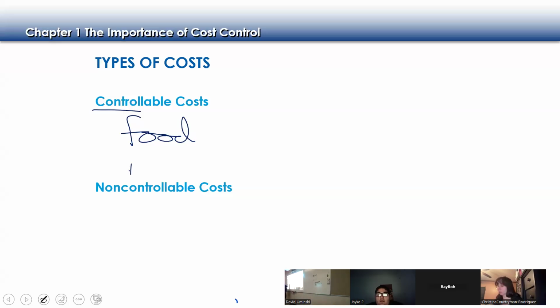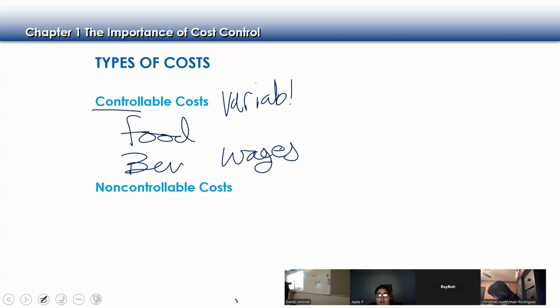So food, beverages, and wages. Also, think about this, these are your variable costs. So your controllable costs are those variables. We're going to talk about ordering inventory, and about purchasing in a future chapter. If we know we're going to be really busy, we're going to order a lot of food. If we know it's a downtime, then we probably aren't going to order as much.